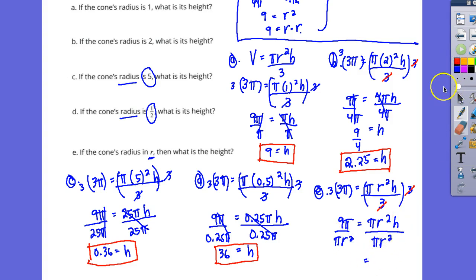So on the right side, this is gone. You only have h. This one, when you simplify, pi is gone. You're left with 9 over r squared. So that's going to be your formula for your height when the volume is 3 pi.